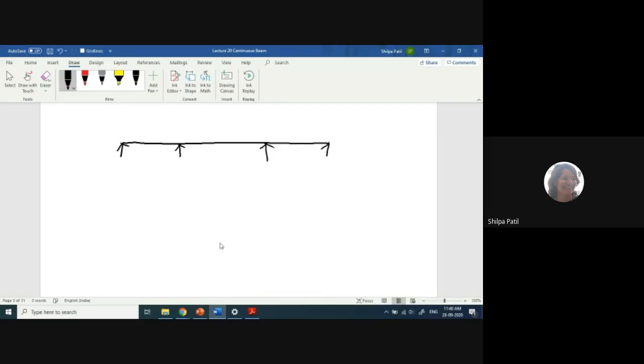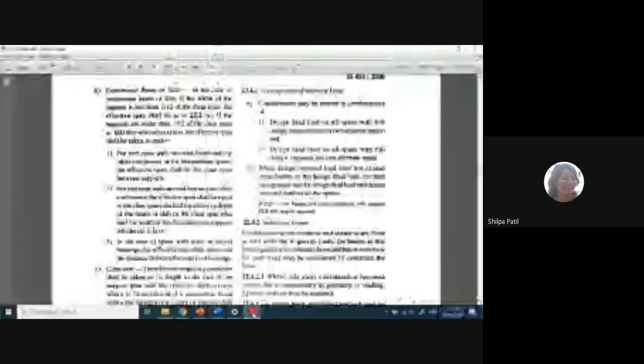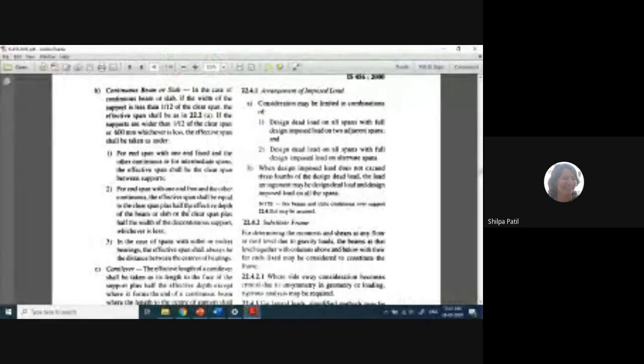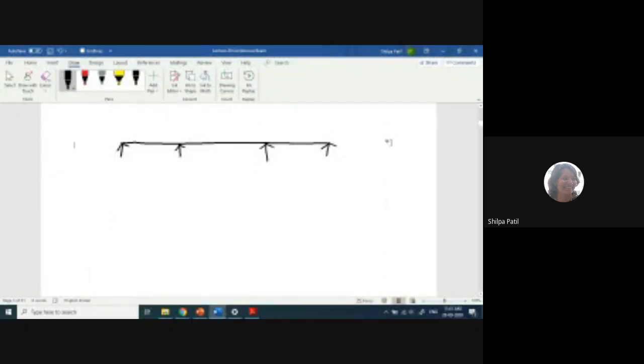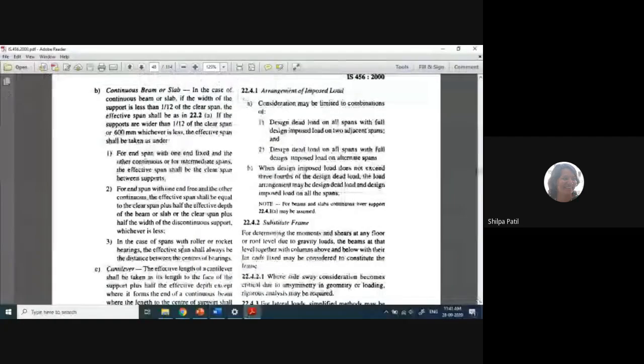So this is not fixed. One end is fixed and another is continuous. So this end must be fixed and this is continuous, then your second case will be applicable. This case. Okay, so in our case, all the ends are supported with simple supports. So the third case will be applicable. Is it clear to you now? Yes, ma'am.